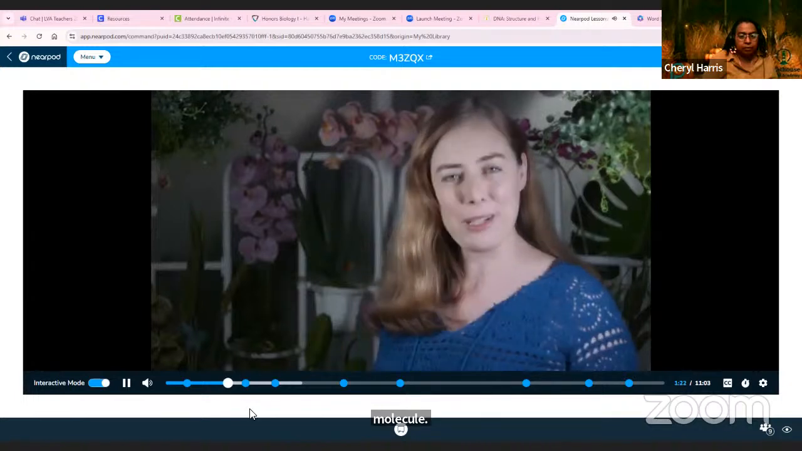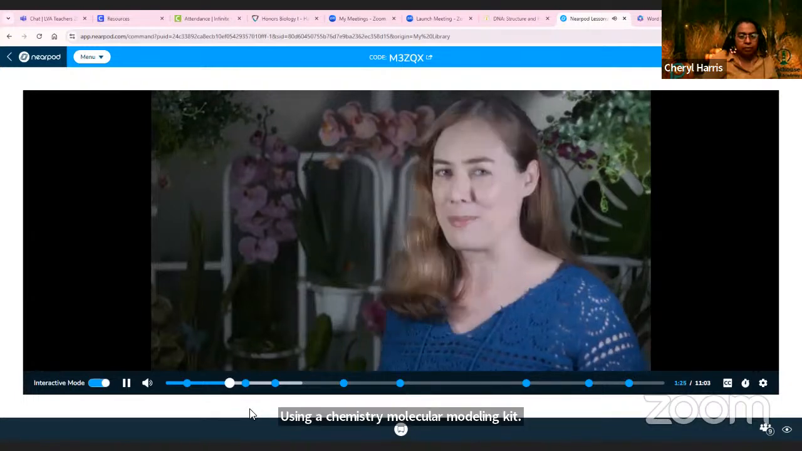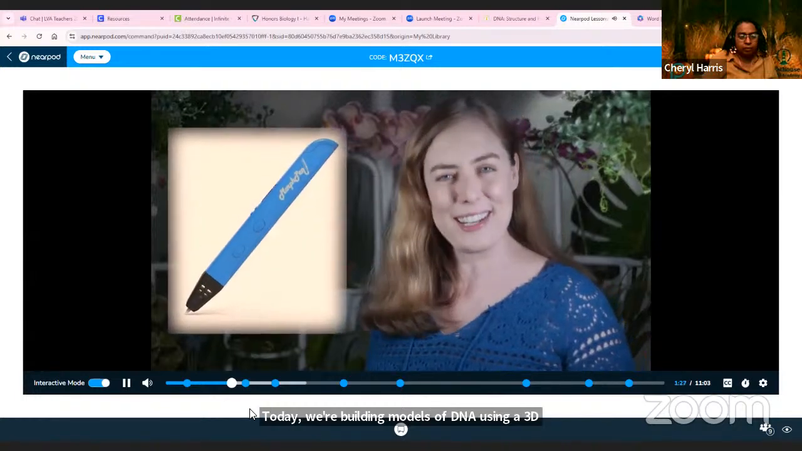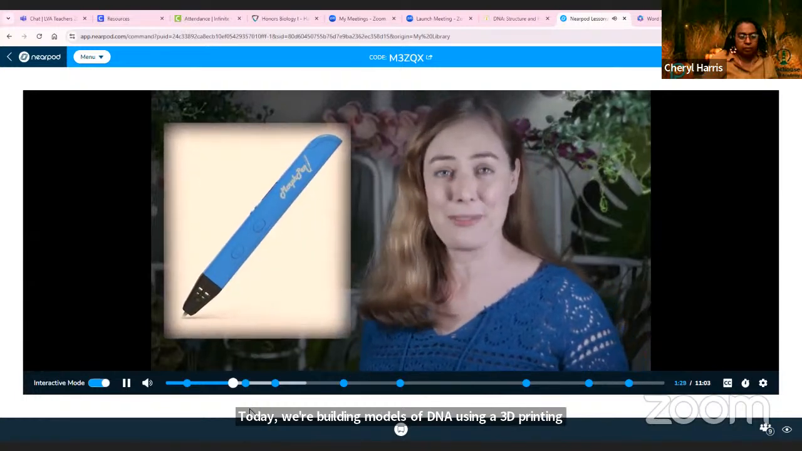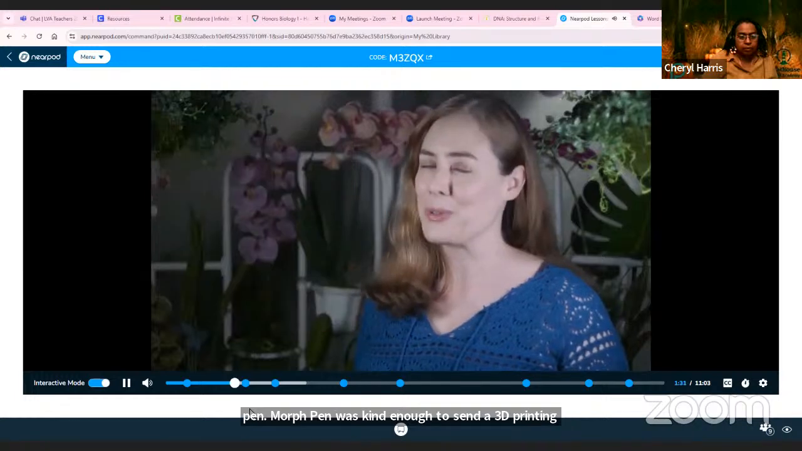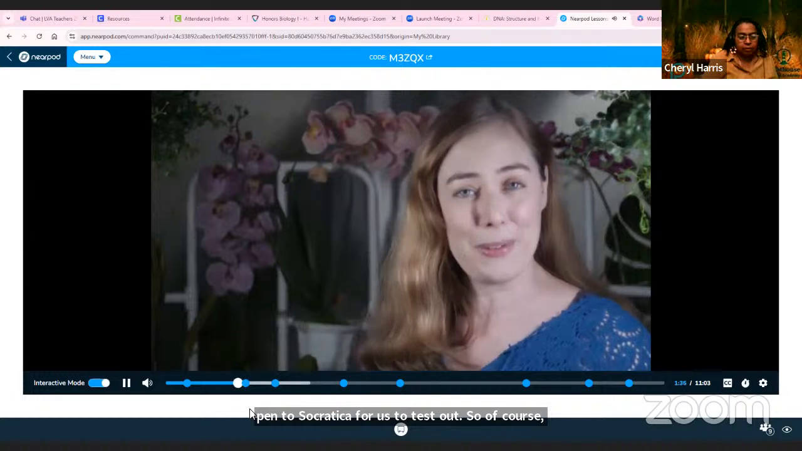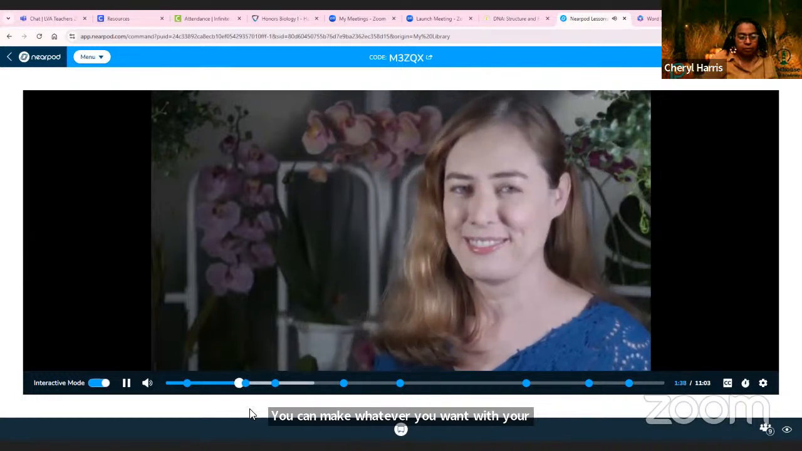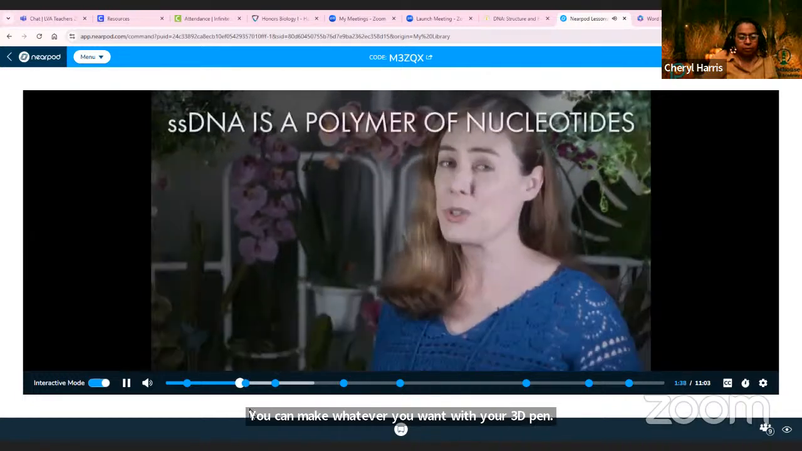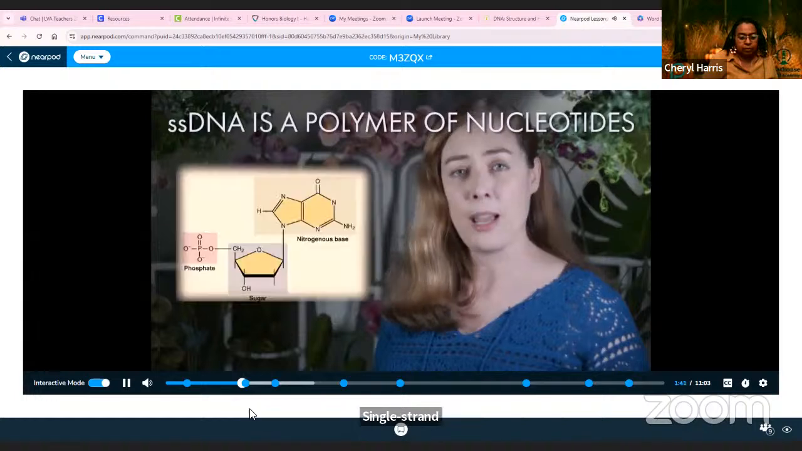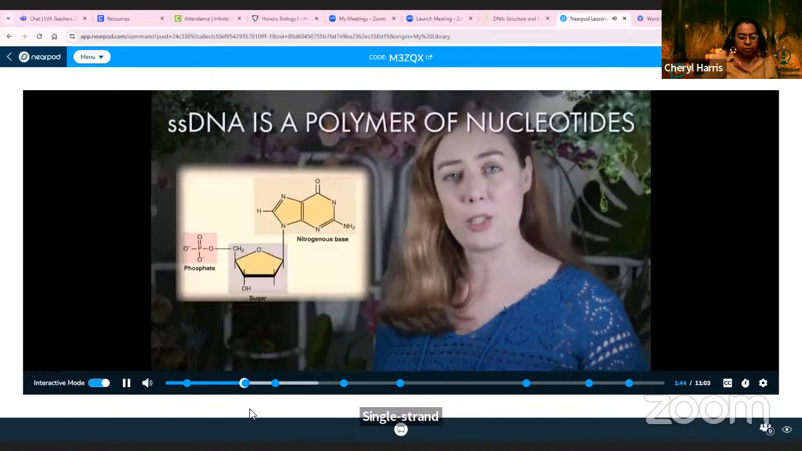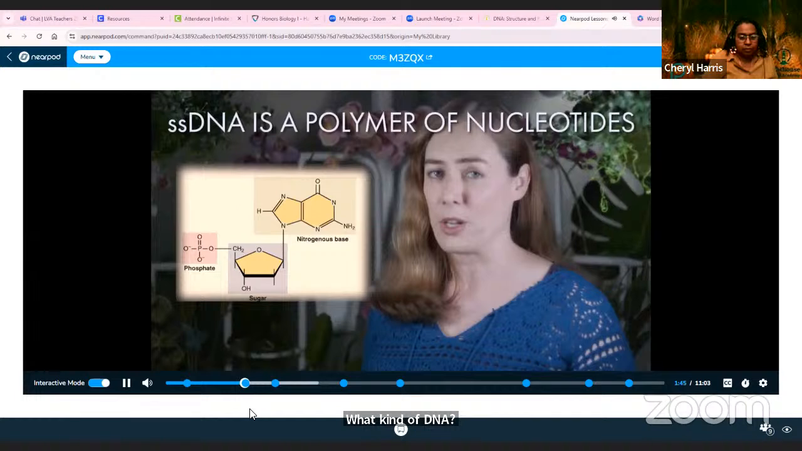You may have tried making your own DNA molecule using a chemistry molecular modeling kit. Today, we're building models of DNA using a 3D printing pen. MorphPen was kind enough to send a 3D printing pen to Socratica for us to test out. So of course, we're making DNA with it, obviously. You can make whatever you want with your 3D pen. Single-stranded DNA is a polymer of nucleotides, made up of repeating units of sugar, phosphate, and nitrogenous base.